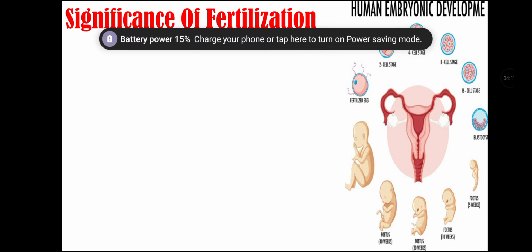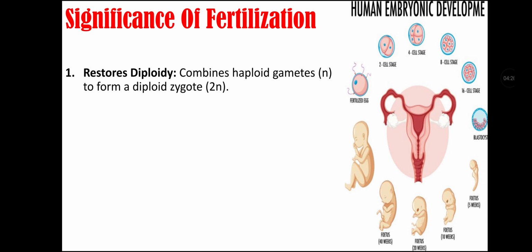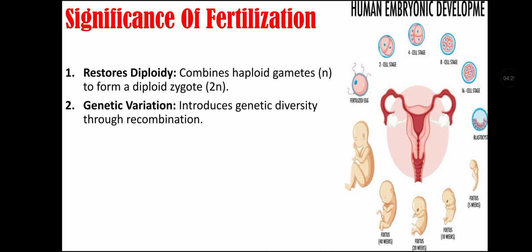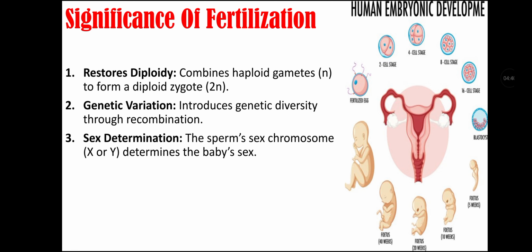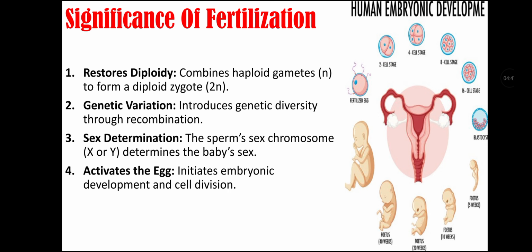Now let's talk about significance of fertilization. First, it restores diploidy, as this stage combines haploid gametes to form the diploid zygote. Thus, it restores diploidy of the chromosome number. Second significance of fertilization is genetic variation, as fertilization introduces genetic diversity through recombination. Third significance is sex determination, as sperm sex chromosome X or Y determines the baby's sex. Fourth significance is this stage activates the egg as it initiates embryonic development and cell division.